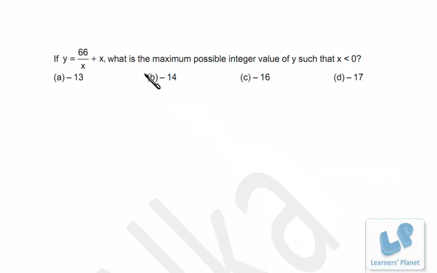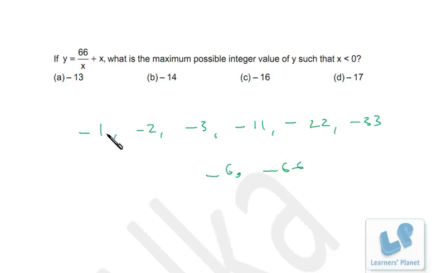Now here in this expression, what is the maximum possible integral value of y such that x is less than 0? Now we have to find out the integral value of y. That means x should be a factor of 66 as well as x is a negative number. So what are the possibilities? Minus 1, minus 2, minus 3, minus 11, minus 22, minus 33 and minus 66 and minus 6 as well, right? Now we have to find out the maximum value of y.